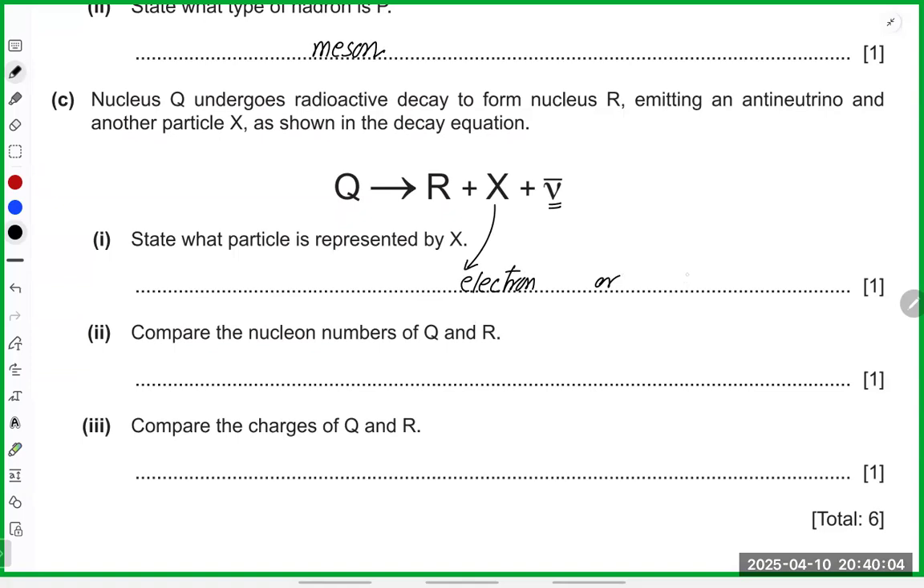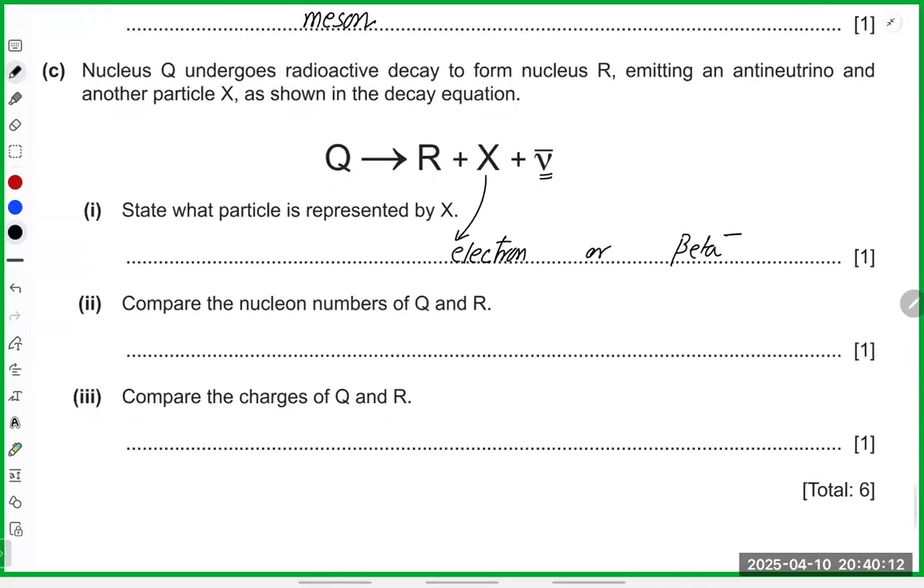or beta minus. Compare the nucleon number of Q to R. Same. Whenever a beta particle is released, because a neutron is converting into a proton, there will be no difference in nucleon number. Compare the charge of Q to R.